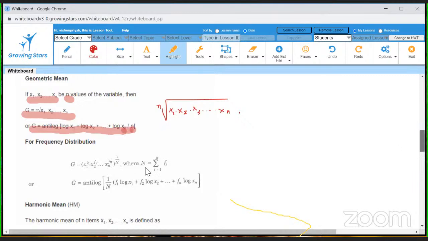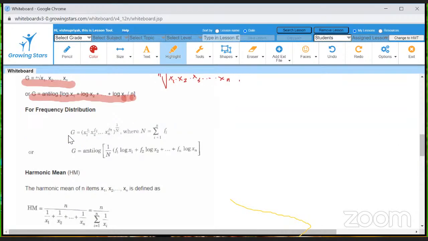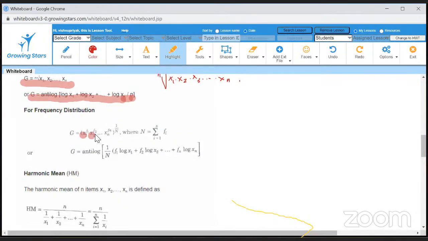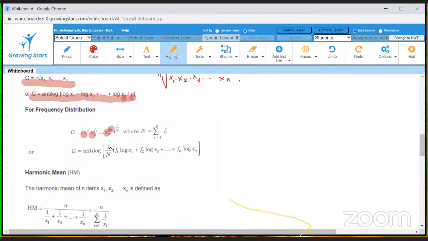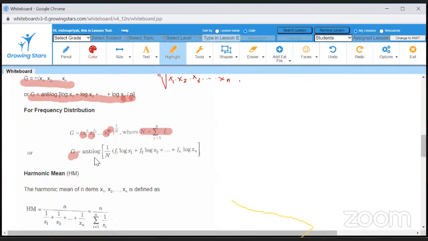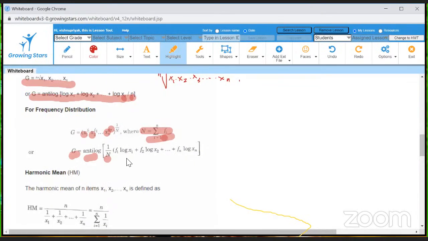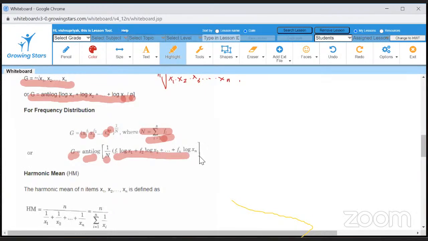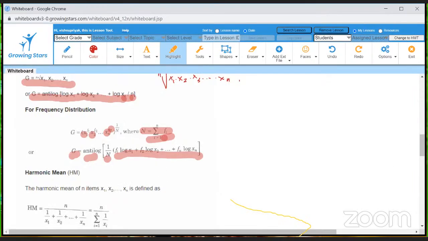For a frequency distribution, geometric mean will be x1 power f1 into x2 power f2 into xn power fn, whole power 1 by n. But what is n? It is the sum of frequencies. Or another formula for geometric mean is anti-log of 1 by n, where n means sigma f, the sum of the frequencies, into f1 log x1 plus f2 log x2 plus up to fn log xn.